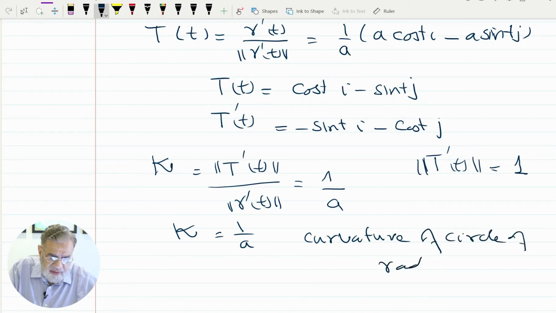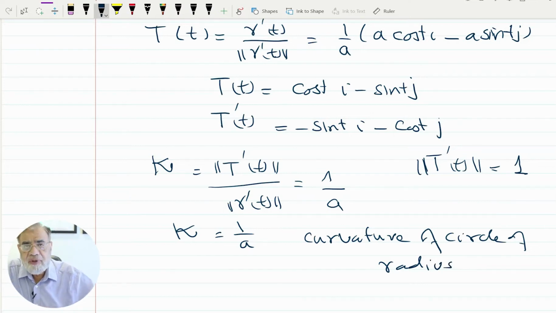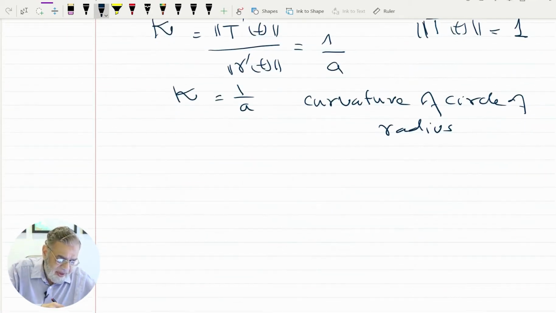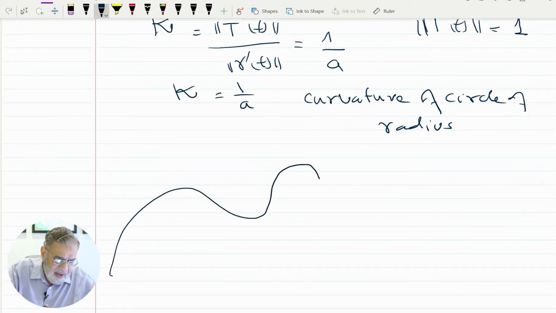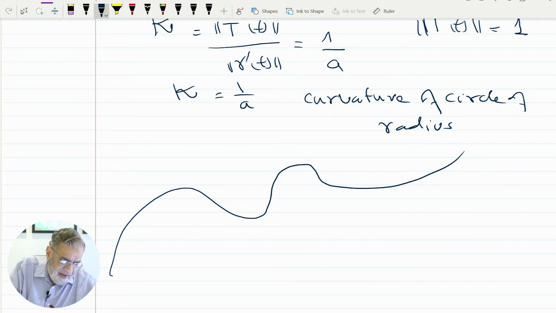So you can see here that if I increase my circle radius, a is increasing, then my kappa is decreasing. And when my a is decreasing, then my kappa is increasing. So as I mentioned in the last example, for example, I have this curve like this one. But here, if I take the circle of this size.